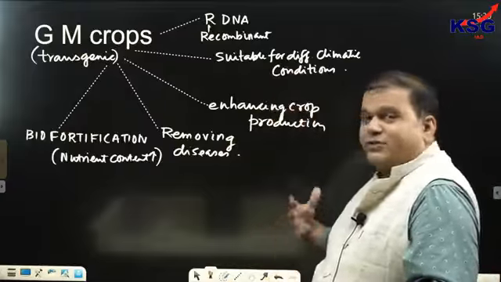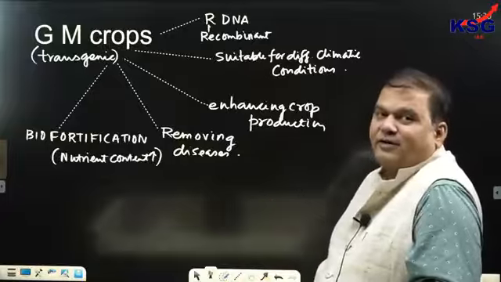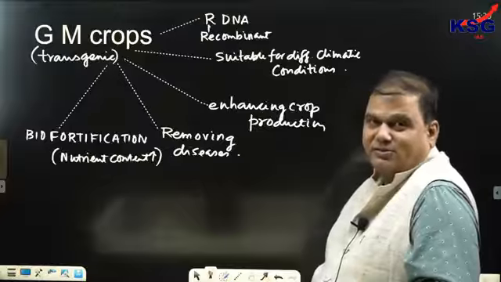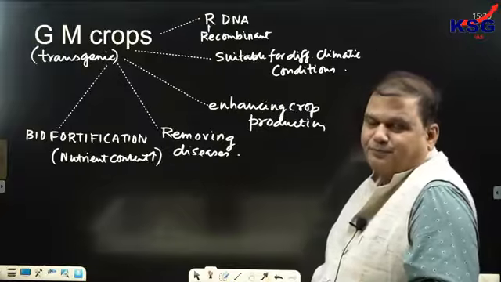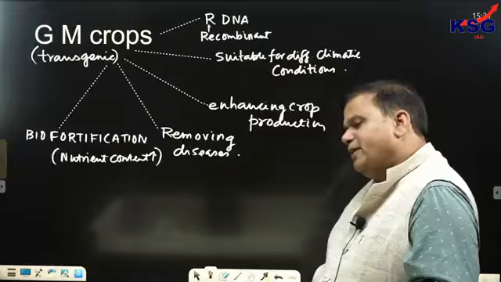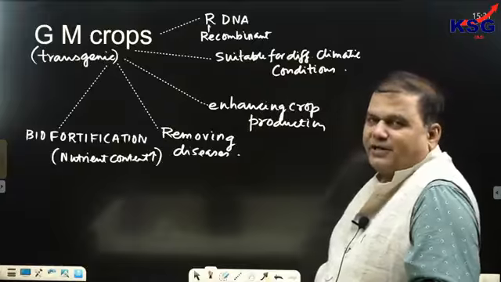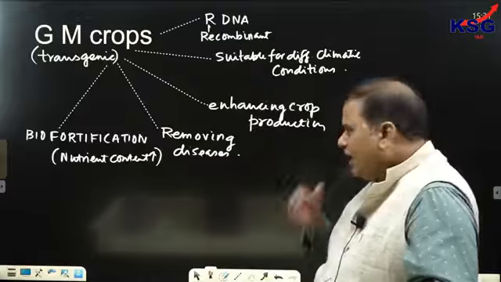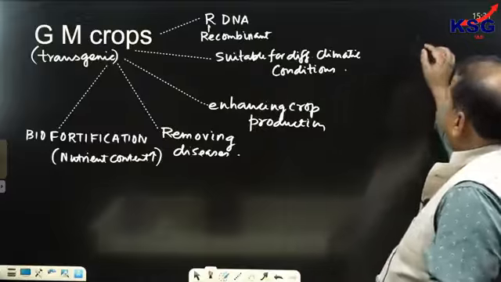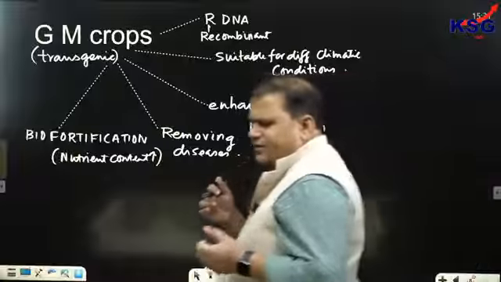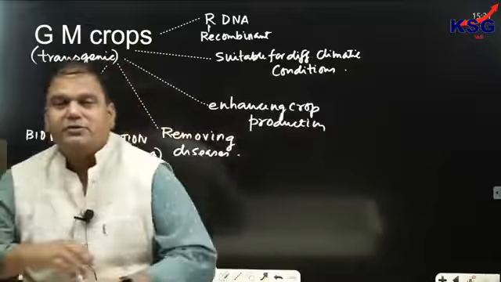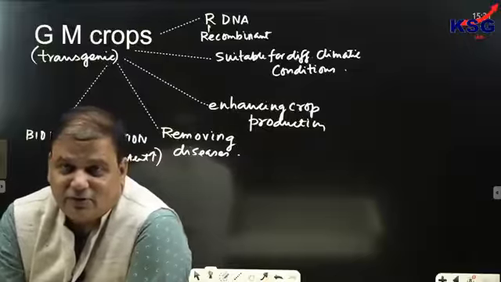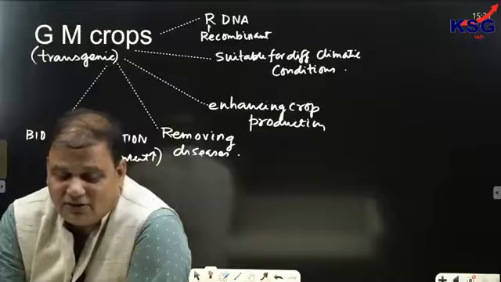But it's not necessary that all fortified crops would be GM, that is, transgenic in nature. For example, IIT Kharagpur and the Department of Biotechnology of India developed a variety of rice which is called fortified rice. What they did was they took broken rice, made a flour out of it, and then developed this variety of rice, which is called the fortified rice.